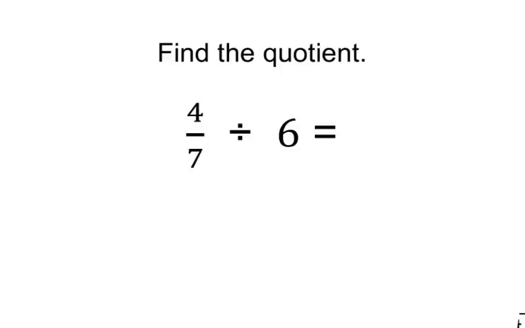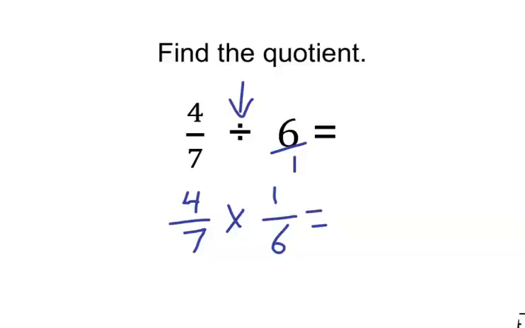All right, quarter 2, week 7, day 1, find the quotient. We have 4 over 7. This changes to a multiplication sign. The 6 over 1 becomes 1 over 6. Can we do any cross-reducing to kind of save us some time later to simplify? Well, there's nothing we can cross-reduce with the 7 and the 1.